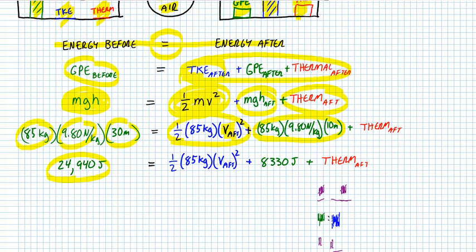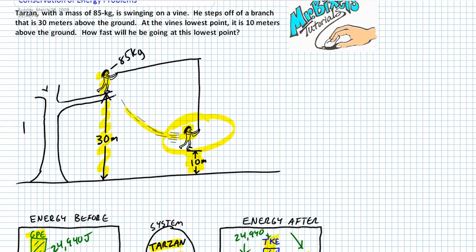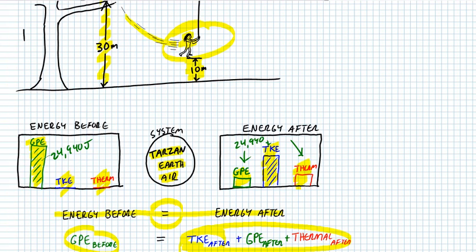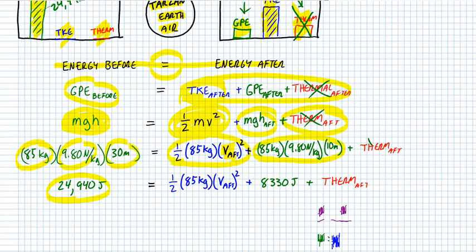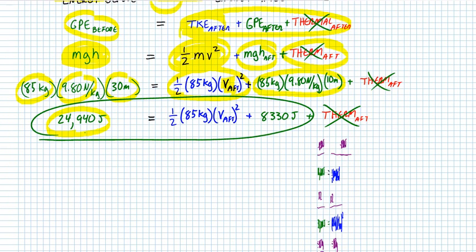Is there any way we can get the velocity after? Not so much. Is there any way we can get the thermal after? Not so much. So we look back at the problem. And earlier we said that this problem was going to be a little bit of trouble because it doesn't say anything about friction. In this case, we're going to have to make the decision that friction is insignificant and just leave thermal energy out of it. Now we have a problem we can solve because we have one equation with one unknown.